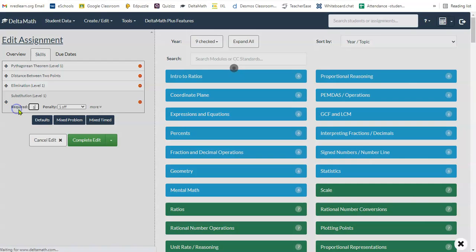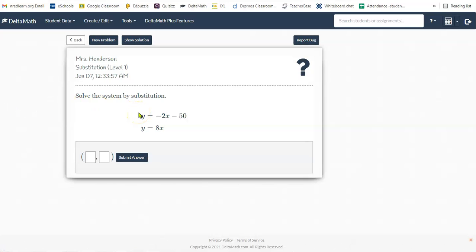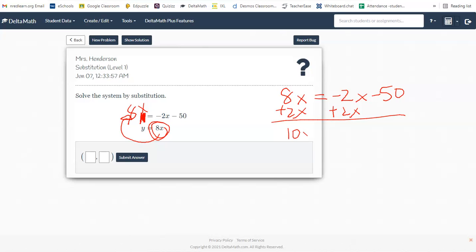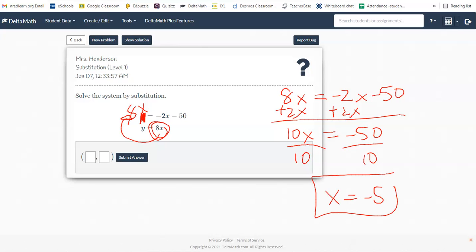Your last assignment is to solve a system using the substitution method. Now substitution is what you were doing before. You erase and replace. So if I know that y is equal to 8x, which is what this says here, I can erase the letter y in the other sentence and replace it with an 8x, giving me this value. Simply solve your equation by using inverse operations and then when you're done, erase and replace.